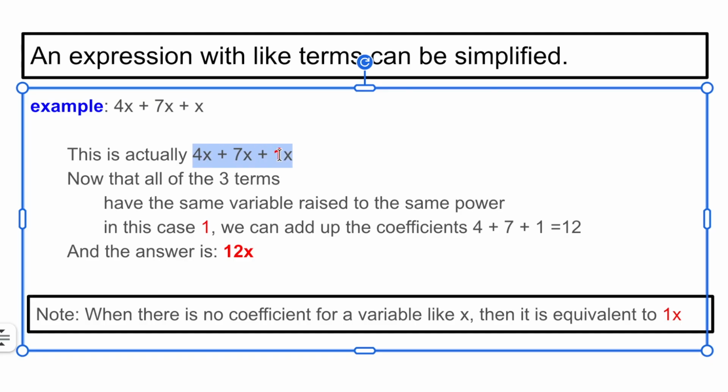So when there are like terms, you can add, subtract, multiply, whatever you have to do, you can do. But in this case, we are only starting with addition. So we add the coefficients and then say 12x. So if you get an expression like this and you are asked to simplify this, you will just add those coefficients and say 12x.